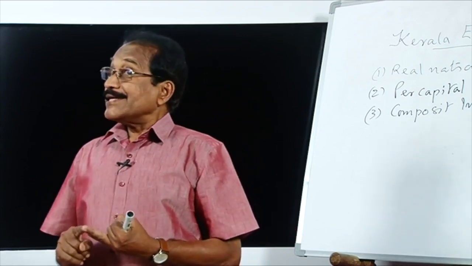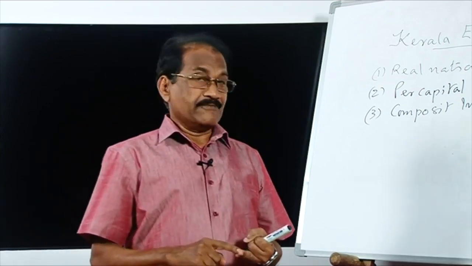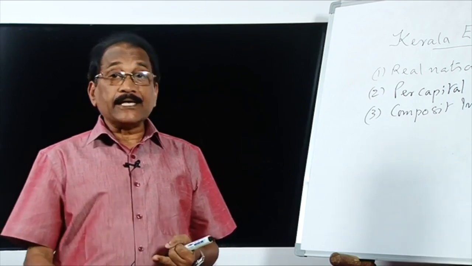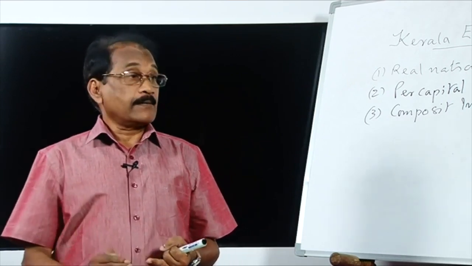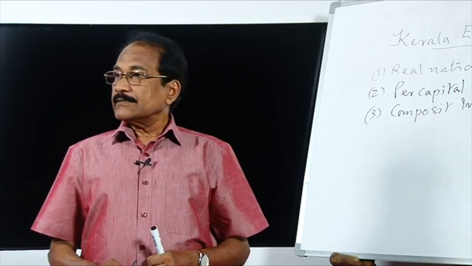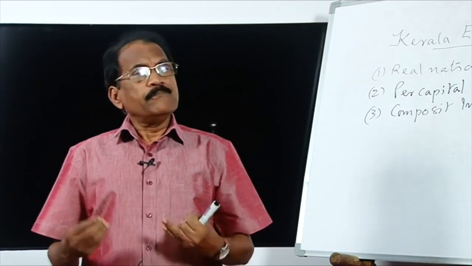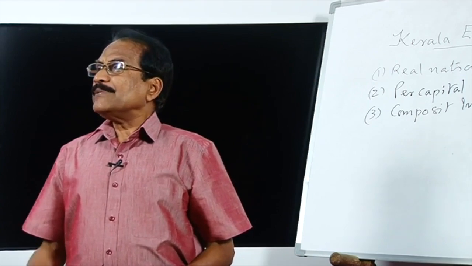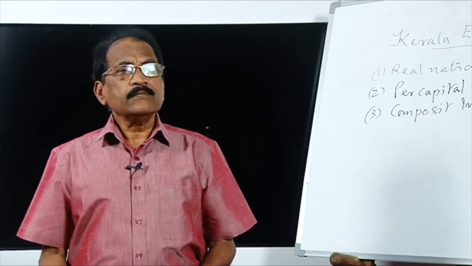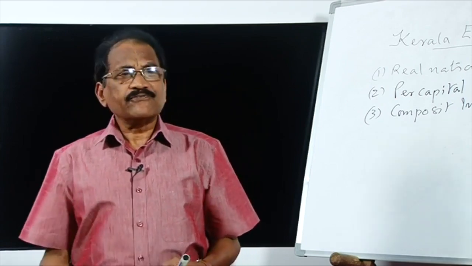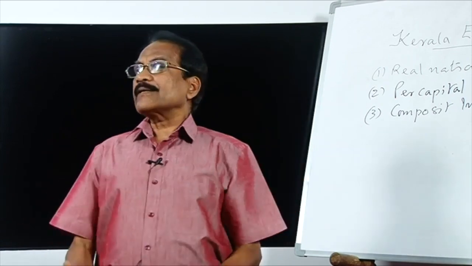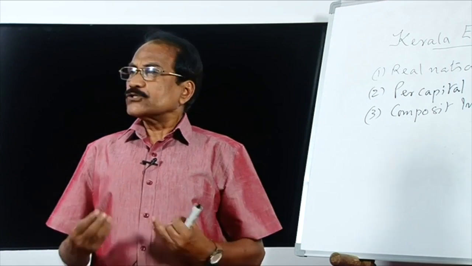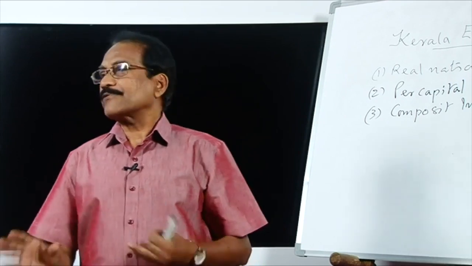Number 2, infant mortality rate. Infant mortality rate means how many babies die before attaining the first birthday anniversary. Many babies die before the first birthday. For what reason? Because of the lack of nutritious food, or the mother at the time of pregnancy was getting no quality food material or medical care, so the baby is also not able to live for long.